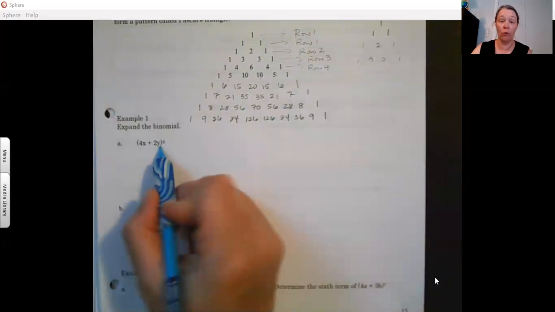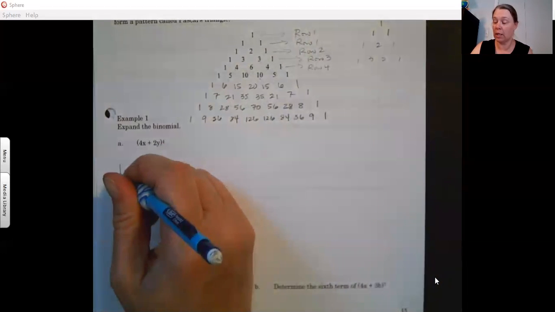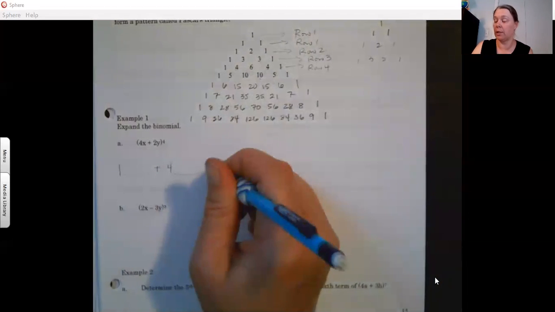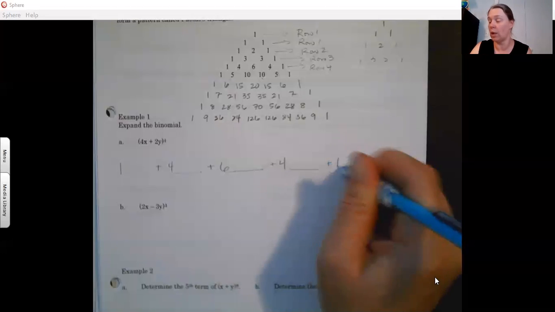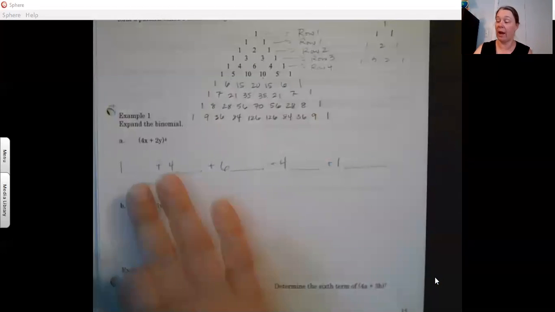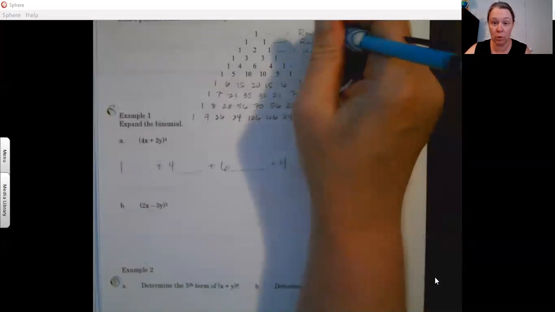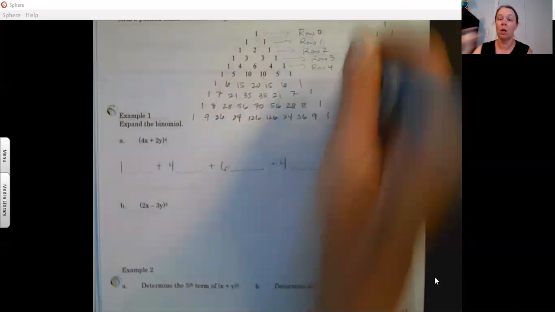So I want to use row 4 of Pascal's triangle. I know those are going to be my coefficients. So I'm going to have 1 times something, plus in this term I'm going to have 4 times something, plus in this term 6 times something, plus 4 times something, plus 1 times something. Okay, so I have 5 terms. So if you're in row 4, you actually have 5 terms. Whoops, I said row 0, but I wrote row 1. Row 0, row 1, row 2, row 3, row 4.